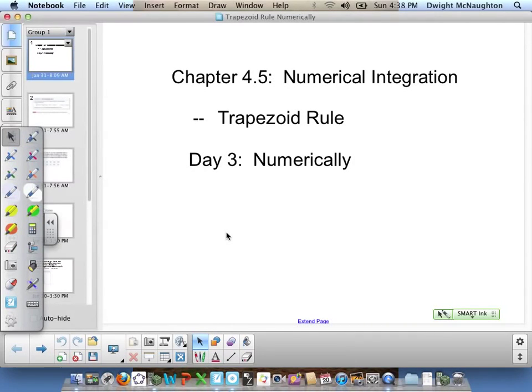Chapter 4.5, Numerical Integration, the Trapezoid Rule. Day 3, numerically. Last 2 days we looked at the Trapezoid Rule. Day 1, we did it analytically with the equation. Day 2, we did it graphically. Today we're going to look at it numerically, meaning using tables.